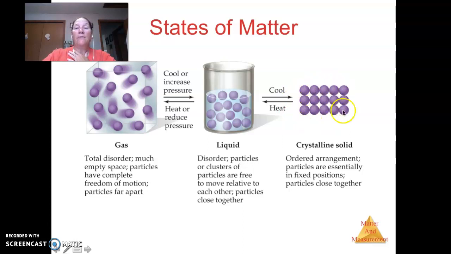So here we have a crystalline solid. You can see they're very stringent, very rigid. They're very orderly, and that's why you can't change the shape of a solid, or change its volume. So this is a solid, and again, it's because the particles are so close together.